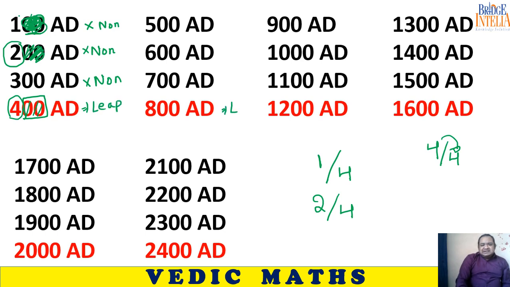So please understand, these are exceptional cases. 500 AD is not a leap year. 600 AD is not a leap year. 700 AD is not a leap year. But 800 AD is a leap year. Similarly, 1200 AD, 1600 AD, 2000 AD, 2400 AD, all these are leap years. And the remaining ones that you are looking at your screen are not. Because of the rule to determine which years are leap and which years are not leap.